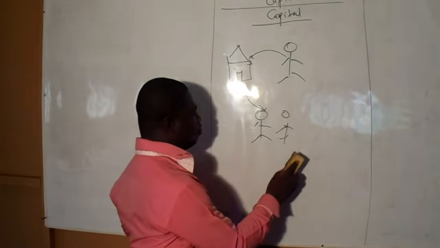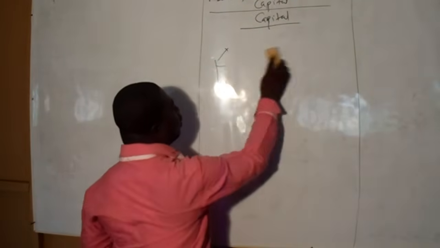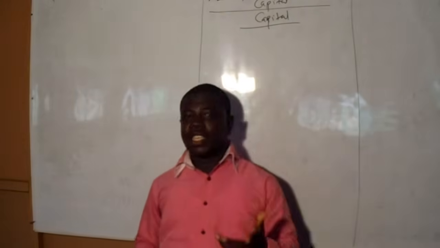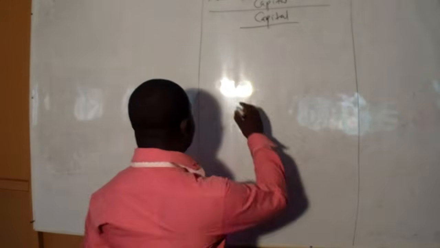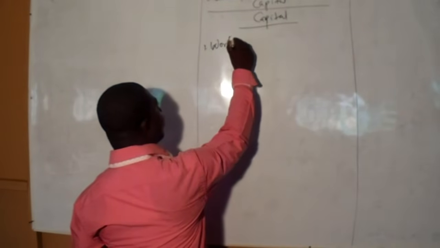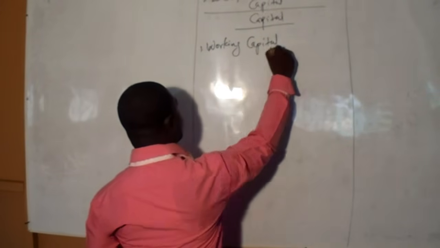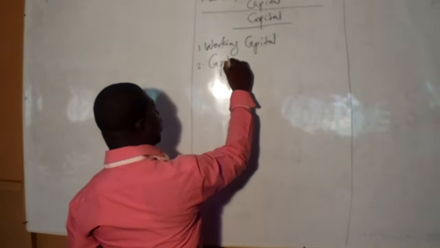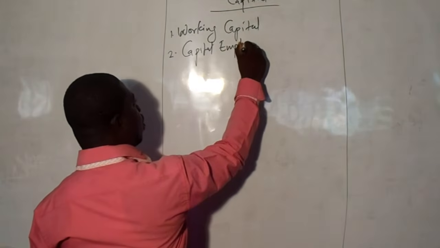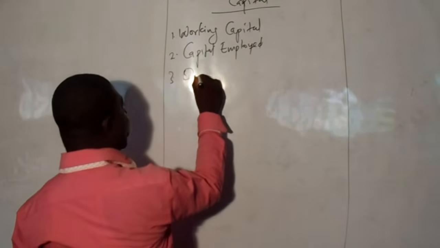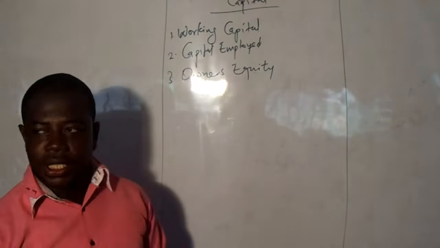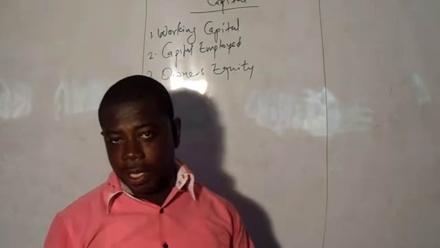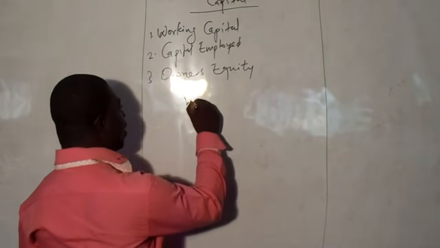So we have 3 different forms of capital. As far as the financial statements are concerned, we can discover 3 different forms of capital. Now we have the working capital, we have the capital employed, and then we have the owner's equity. These are 3 different types of capital, and I'm going to explain each of them. So I'll begin with the working capital.